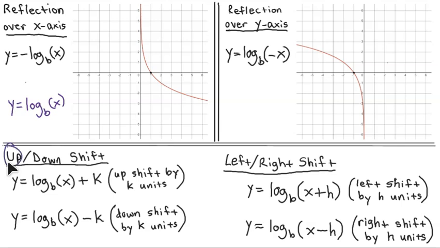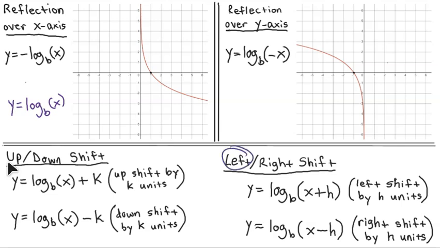And now what about up and down shifts, okay? Well, an up and down shift is basically just something added on to the end, plus k or minus k. So the original function is just log base b of x, and we can do plus a number or minus a number. So this could be like plus 10, or this could be like minus 17, okay? So when you have log base b of x plus k, this is going to be an upshift. Plus means up. An upshift by k units. Minus k would be a downshift by k units, okay? We're going to look at some examples in a couple minutes.